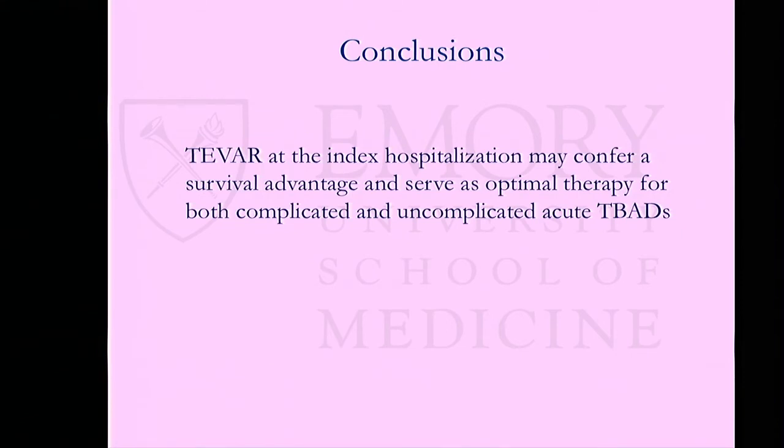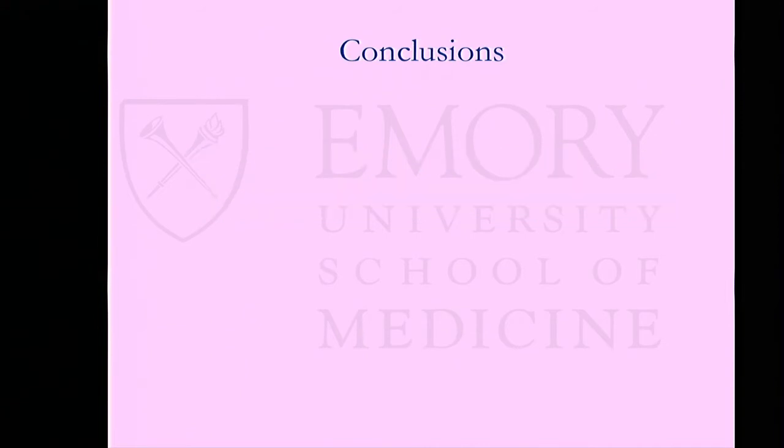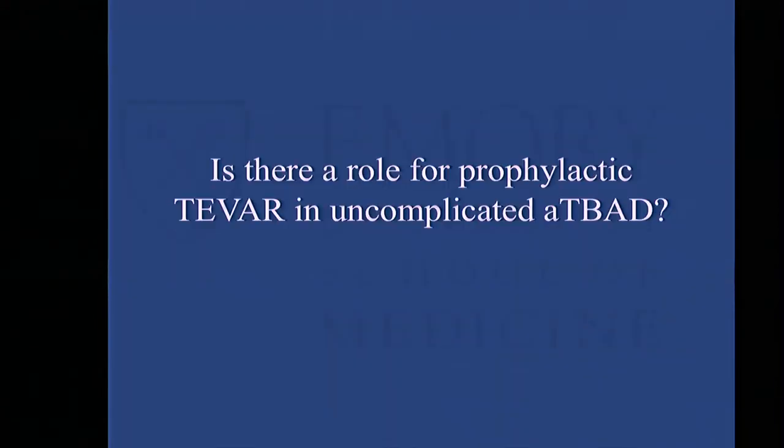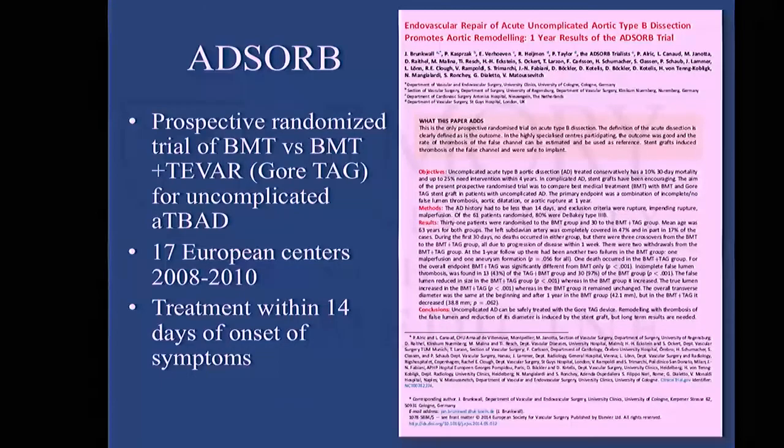So the question then is, does putting a stent graft in up front give you a survival advantage? And should we be doing this not only for complicated, but uncomplicated type Bs? Is there a role for prophylactic stent grafting in an uncomplicated type B? This is the one trial that currently exists, ADSORB.